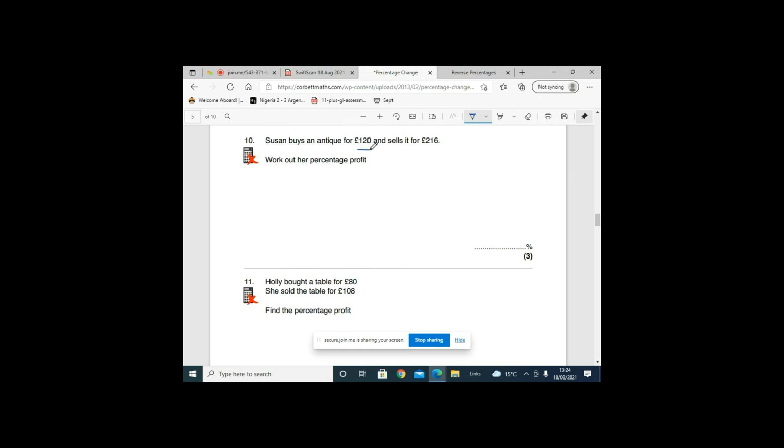Susan buys an item for £120 and sold it for £216. So the difference between 120 and 216 is 216 minus 120, that is 96. The original amount was 120. So if you divide by 120, that should be 4/5. Now multiply that by 100. That's going to be 80%. That's a big profit.